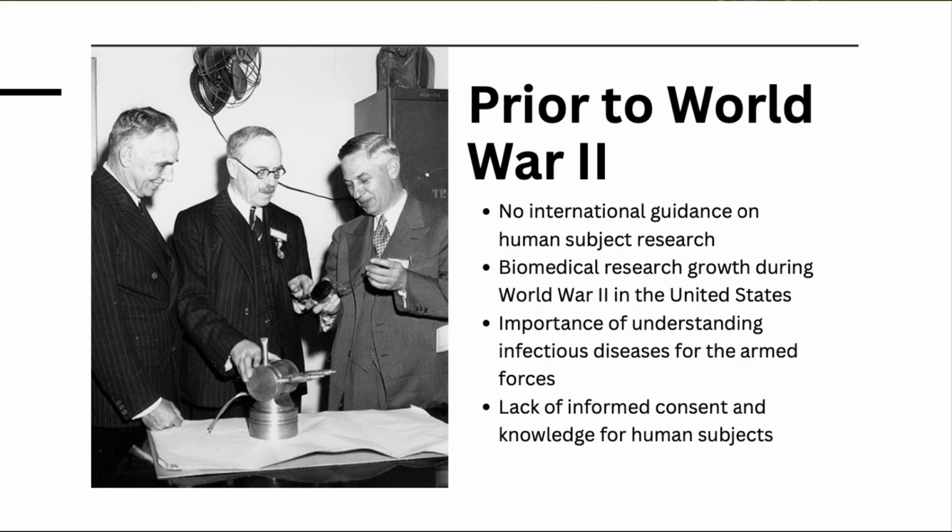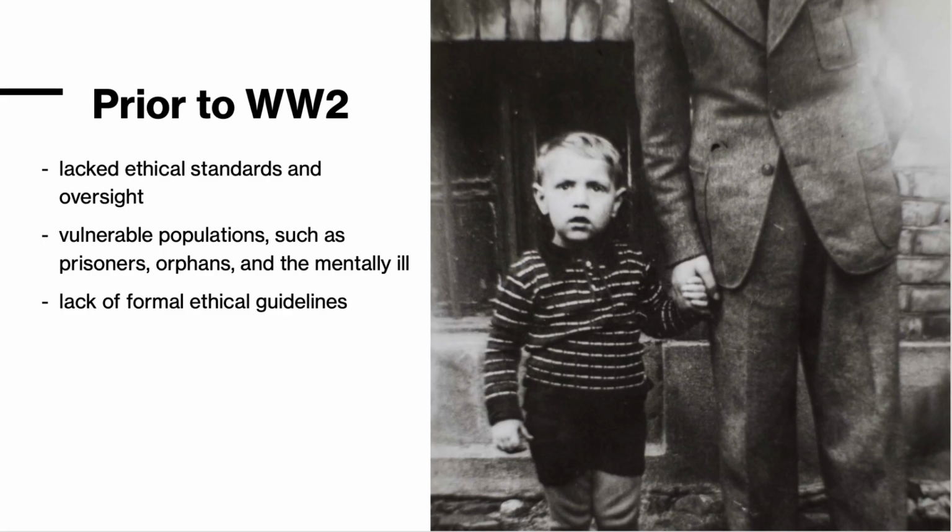So prior to World War II, we lacked these ethical standards and these oversights, and we really targeted vulnerable populations, such as prisoners. You guys all know what prisoners I'm referring to, especially in Nazi-occupied Germany or Nazi-occupied Europe. Orphans were often taken and studied, and the mentally ill.